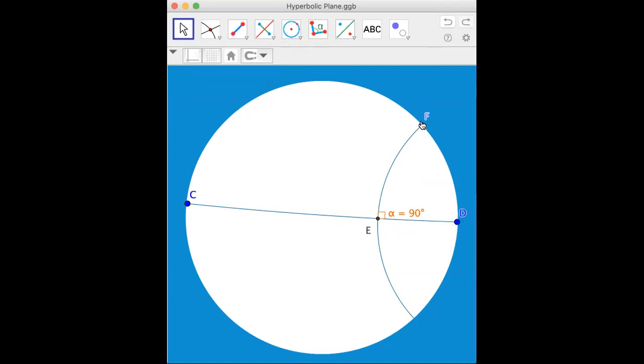So this angle FED is 90 degrees. The same thing with the other three angles, they should be 90 degrees as well. If you measure, you see that. And so now I'm going to create a segment, a line parallel with CD right here, okay?